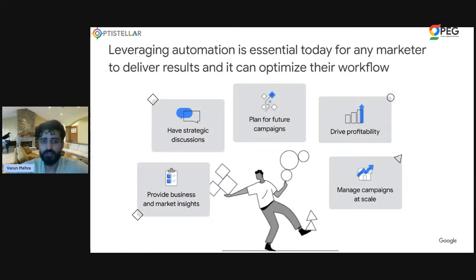Okay, so how can you leverage automation? I am sure that a lot of you might already be using a lot of AI tools, right? And as marketers, we are always very quick to adapt. We are always eager to learn new things, and automation once again is here. It's a very common word that we hear these days, and how it fits in the Google Ads narrative is this. Google Ads provides you with business insights and marketing insights. You can have strategic discussions with your clients. You can plan for future campaigns with them. You can make sure that you're driving profitability and also managing the campaigns at scale because of the automation that we have introduced in the different Google Ad products.